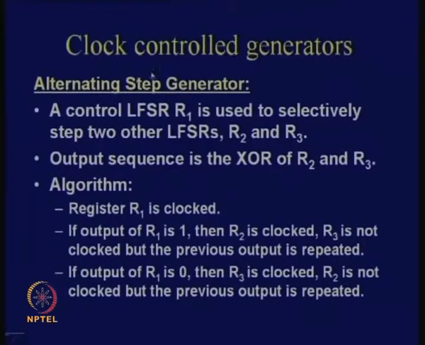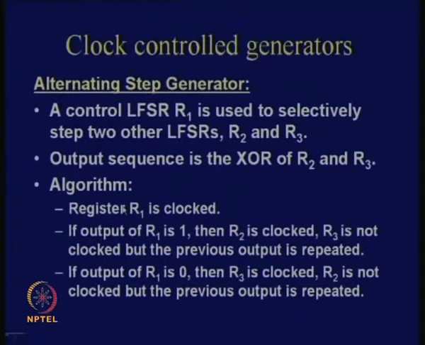We will concentrate a little deeper on something quite interesting, called clock control generators. There are two types of clock control generators, one of which is called the alternating step generator. What is the construction principle? There are essentially 3 LFSRs here. A control LFSR R1 is used to selectively step 2 other LFSRs, R2 and R3. The output sequence is the XOR of R2 and R3.